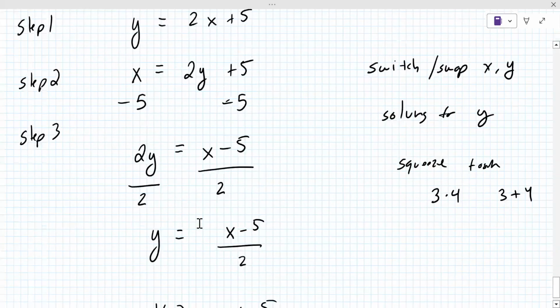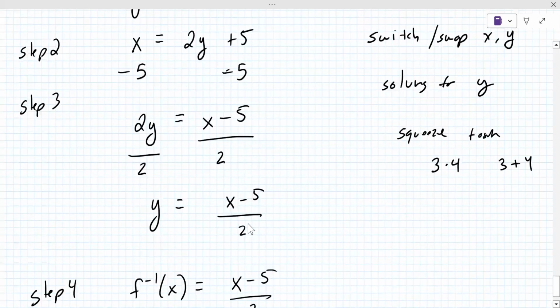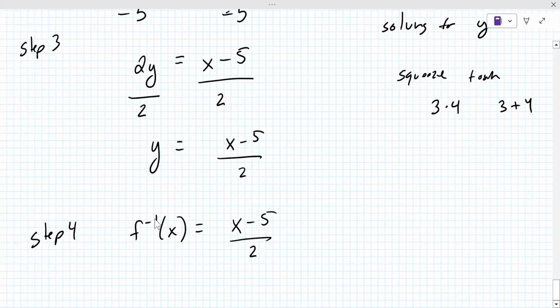Okay, step 1, right? Write y. You can't use f of x, you got to write y. Step 2, you switch x and y. Step 3 is you solve for y. That takes the most work. Once you get it solved for y, you replace y with f inverse. Okay. Do you have another problem you would like us to look at?